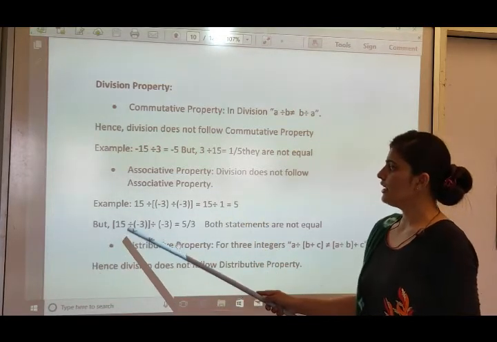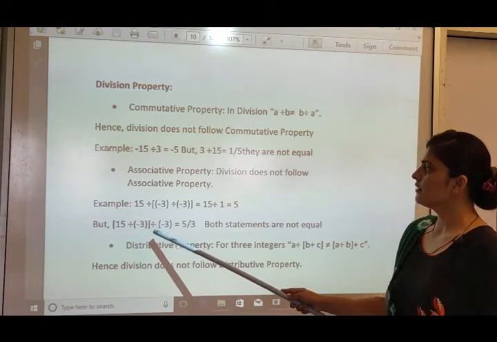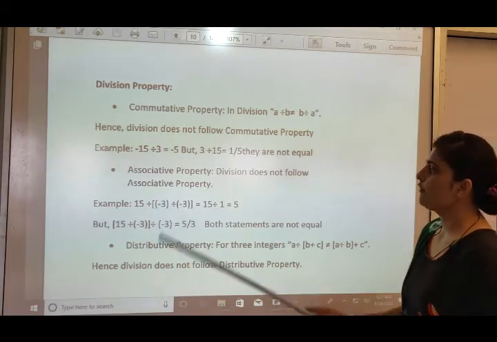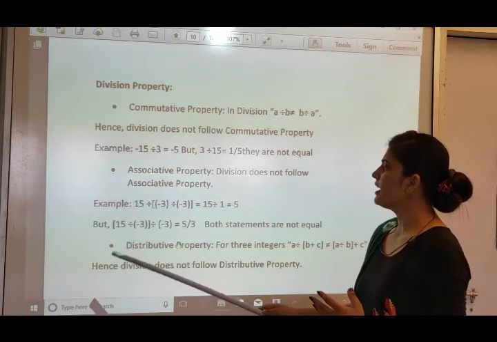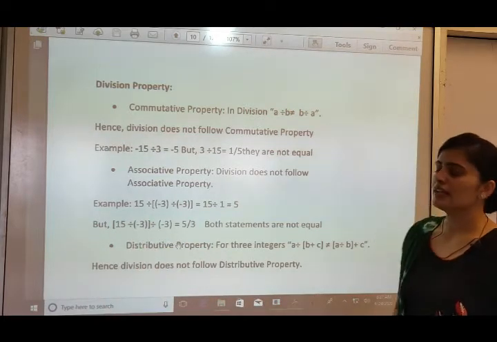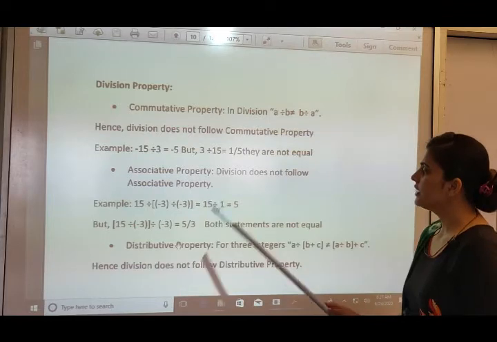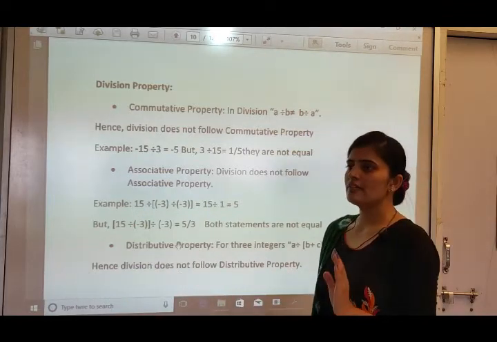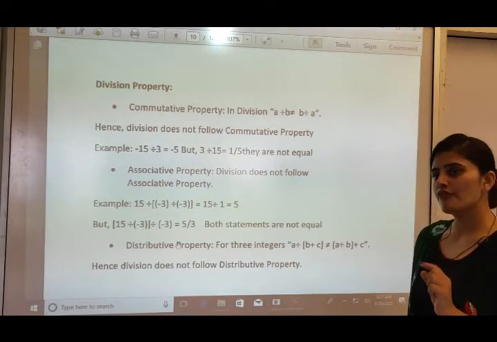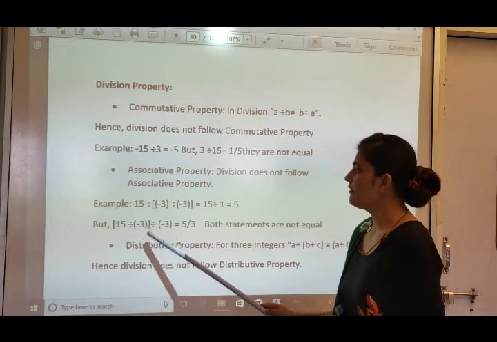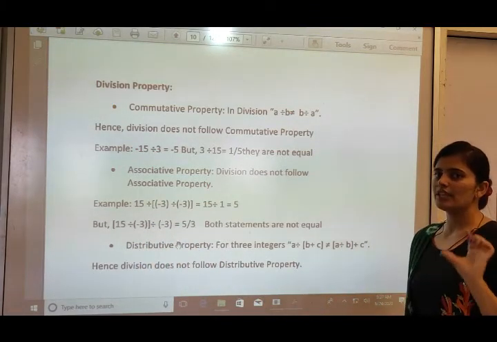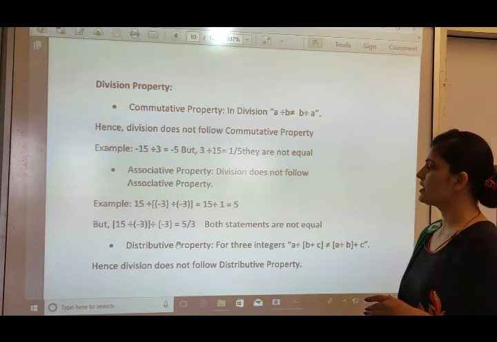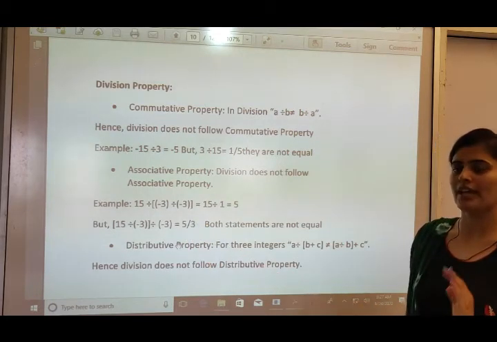But for 15 divided by minus 3, then divided by minus 3, first we have to divide 15 by minus 3. What will be the answer? 15 divided by minus 3. The answer will be, 3 fives are 15, and in minus form. So minus 5 will be the answer. Minus 5 divided by minus 3 means both are negative, so the answer will be positive. So it will be equal to 5 divided by 3.